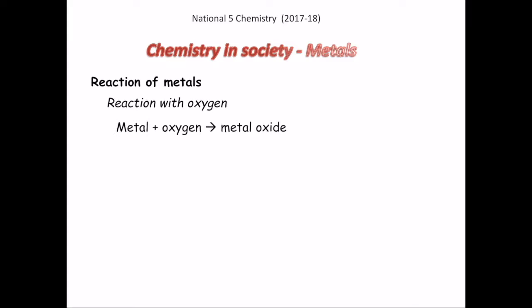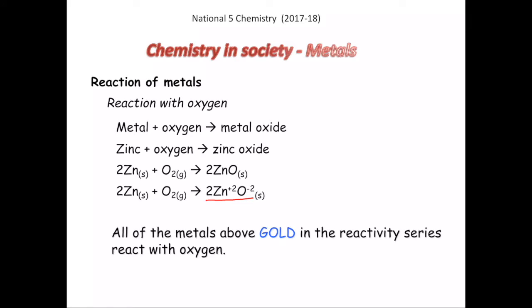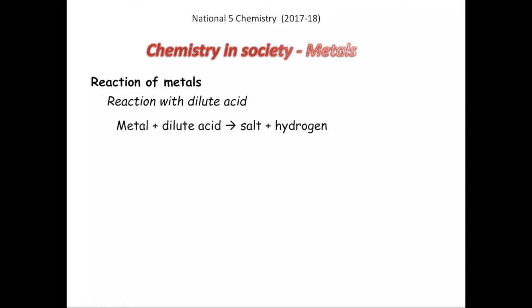Metals react with oxygen to give metal oxide. So we have taken the example of zinc reacting with oxygen to give zinc oxide. The balanced equation has two atoms of zinc combining with one molecule of oxygen, giving you two molecules of zinc oxide, which can be easily dissociated, forming zinc positive ions and oxygen negative ions. All metals above gold in the reactivity series react with oxygen, forming their respective oxides.